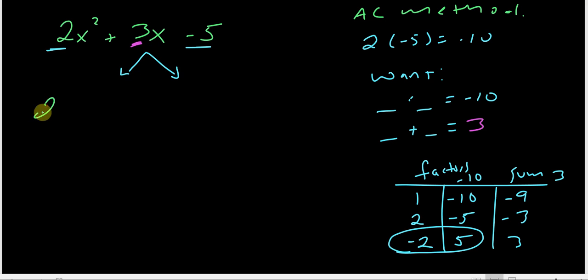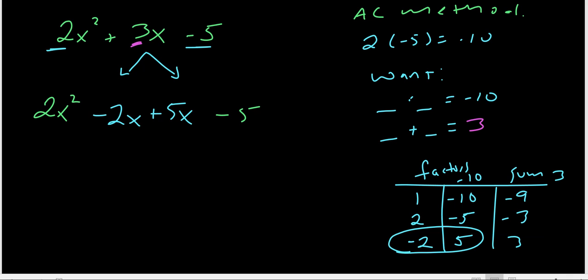So we're going to leave the 2x squared alone, and we're going to have the minus 5 out here. But we're going to take that middle term, and we're going to write that as a minus 2x plus 5x. Notice we're keeping the variable parts exactly the same. If you combine your like terms, you should get your original problem. Now, this is kind of the toughest part of the whole thing, of finding the right numbers.